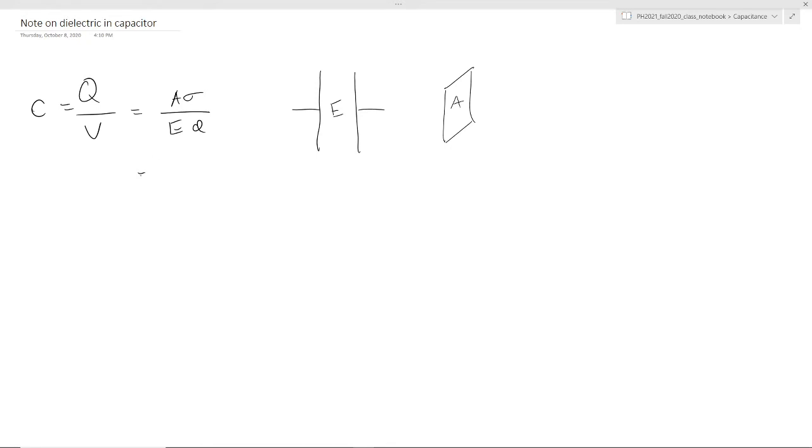Remember, integrating the electric field, you'd find that's electric field times the distance. And for in between parallel plates, that electric field is equal to sigma over epsilon naught. And our sigmas would cancel, and this was how we got the expression for a parallel plate capacitor, that its capacitance is epsilon naught A over d. Now, what happens if you put a dielectric in here?